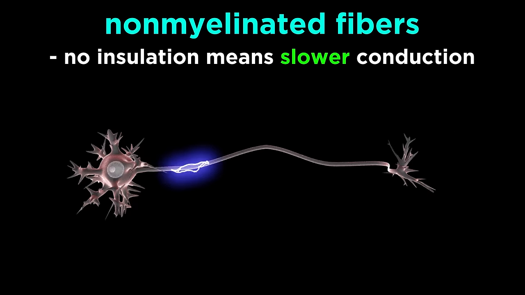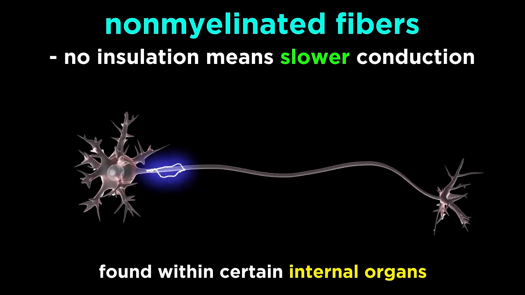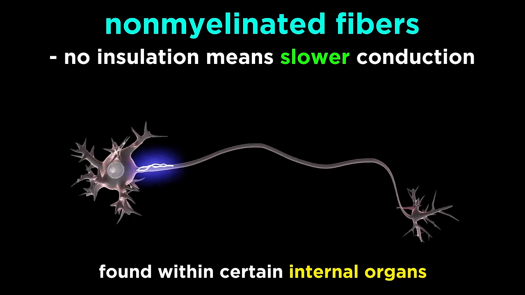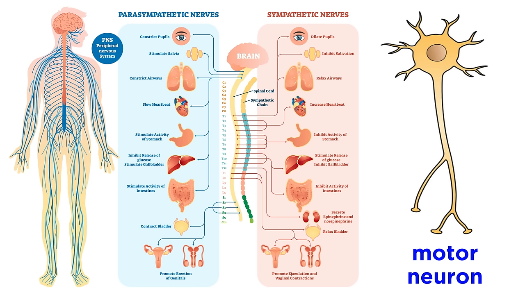Non-myelinated fibers propagate the action potential more slowly, so these are found in certain internal organs where speed can be sacrificed without detriment. We should point out that this model we have been discussing most accurately describes conduction in a motor neuron of the peripheral nervous system, and is thus a simplified model.